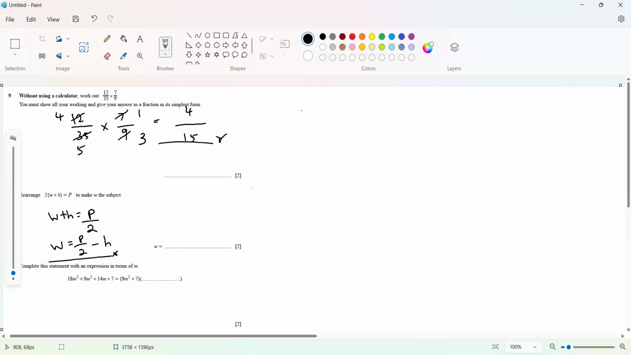So the next part, complete the statement: 18m cubed plus 9m squared plus 14m plus 7 equals 9m squared plus 7 multiplied by what? Right, so from here, they've already given us one of the multiplications already. In other words, we can try to roughly think about what makes the next term. Focusing on the 18m cubed term, it means that 9m squared multiplied by this term should give you 18m cubed. In other words, this term can be 2m.